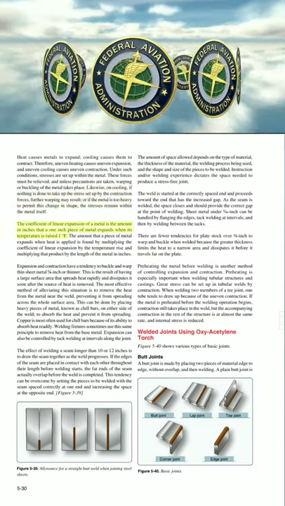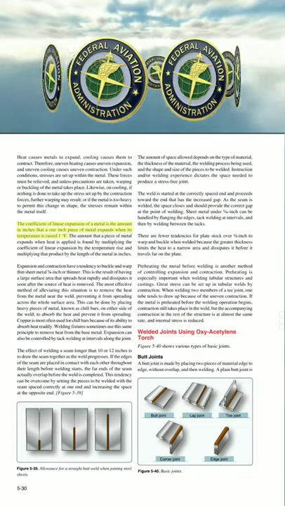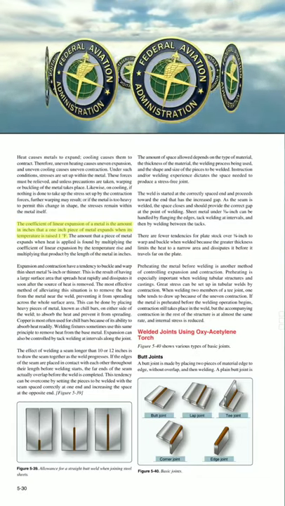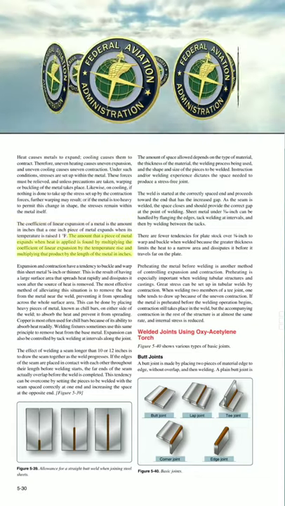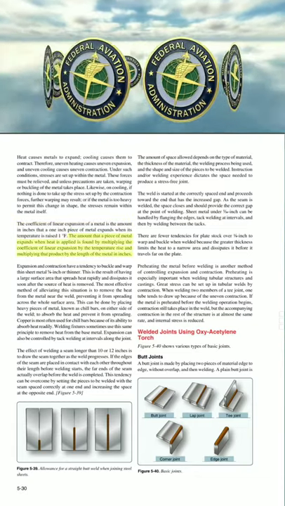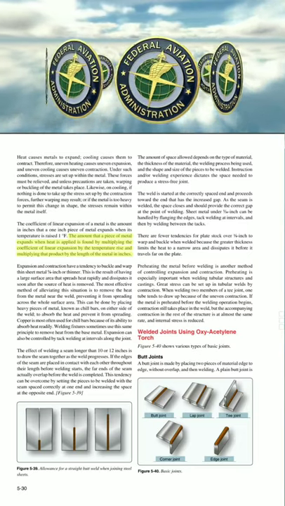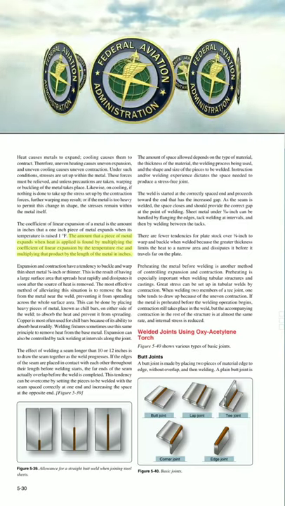The coefficient of linear expansion of a metal is the amount in inches that a 1-inch piece of metal expands when its temperature is raised 1 degree F. The amount that a piece of metal expands when heat is applied is found by multiplying the coefficient of linear expansion by the temperature rise and multiplying that product by the length of the metal in inches.